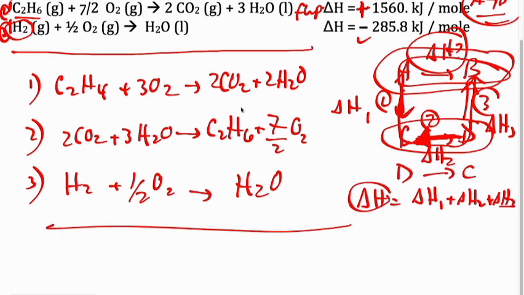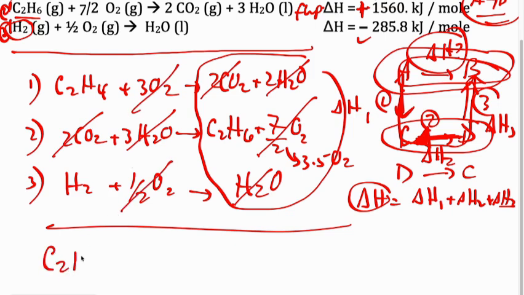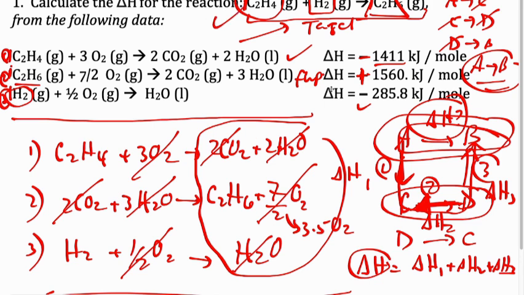Now you can see here that if I were to add these 3 reactions, think of this as the right side of my equation and this whole thing as the left side of my equation. I have 2 waters here, 1 water here, which is 3 waters. That cancels with the 3 waters here. The 2 CO2s are on opposite sides of the equal sign, just like in math. That cancels. 3 O2 plus half O2 is 3.5 O2. 7 divided by 2 is 3.5 O2, which means that this will cancel with those oxygens. What I end up with is C2H4 plus H2 goes to C2H6. And now you can see that this equation is actually the same as my target equation.